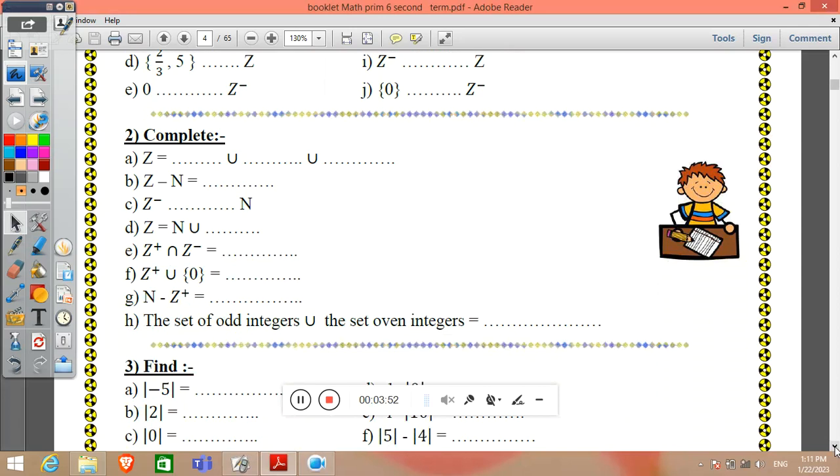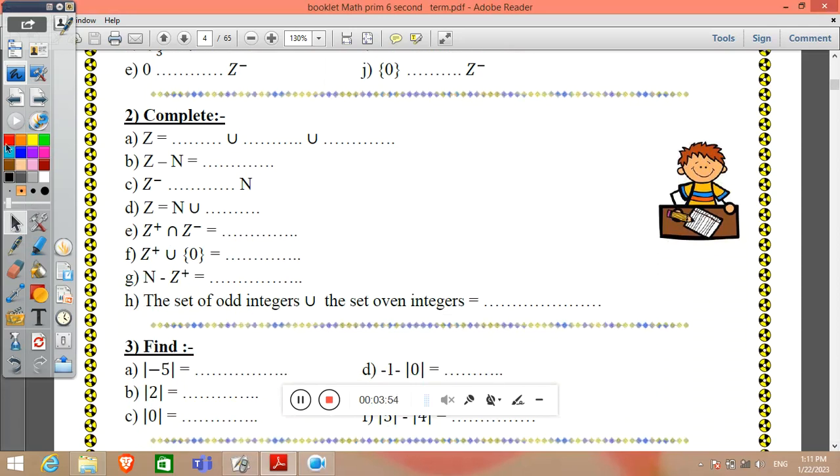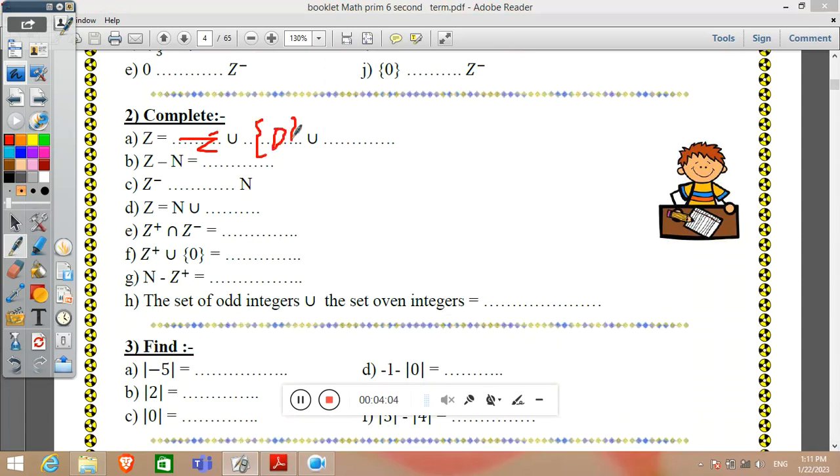Complete. Z equals, we know the set is the negative numbers, so Z negative union 0 union Z positive. Okay, next. Z minus N. We want everything inside the Z except the N, except the natural numbers. So we have Z negative.